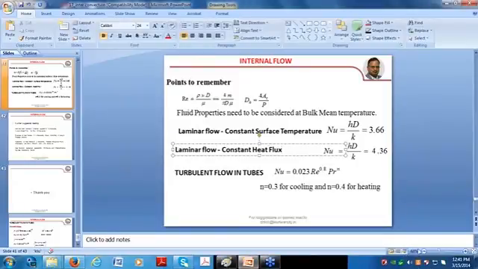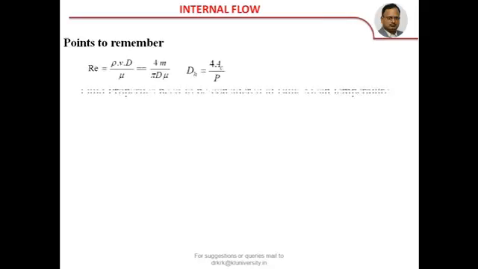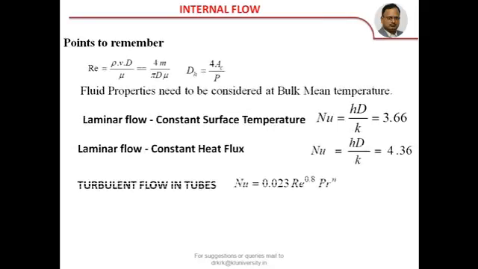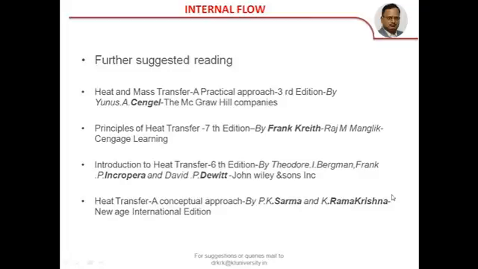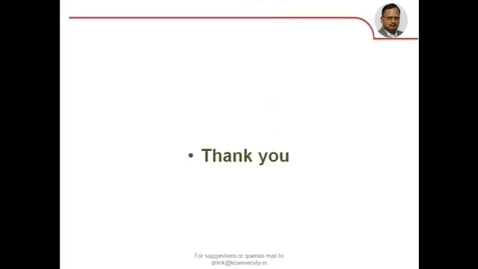In case of laminar flow, when the temperature of the surface is maintained constant, Nusselt number is given by 3.66, and in case of constant heat flux, the Nusselt number is considered as 4.36. And for turbulent flow inside the tubes, the famous Dittus-Boelter correlation is used. Nusselt number is 0.023.